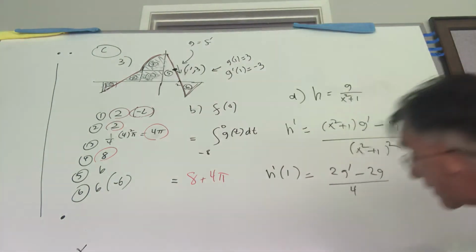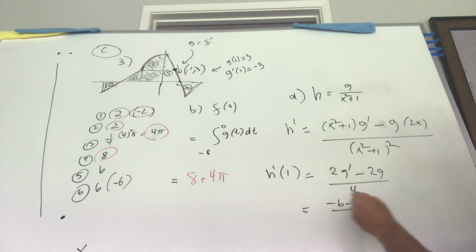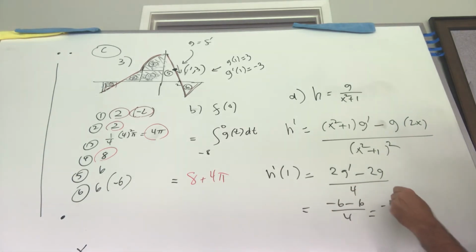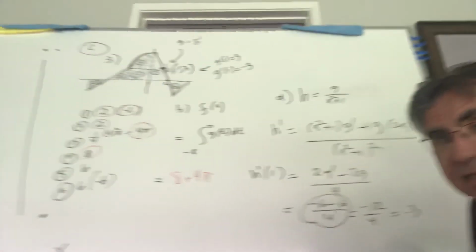Okay, so when I put this in here, I get -6 minus 6 over 4, -12 over 4, which is -3. Let me just check and make sure I got that answer correct. Yeah. Now keep in mind, you can leave your answer like that, of course, for free response. Okay. Any questions? Oh, you can't answer that. I'm done.